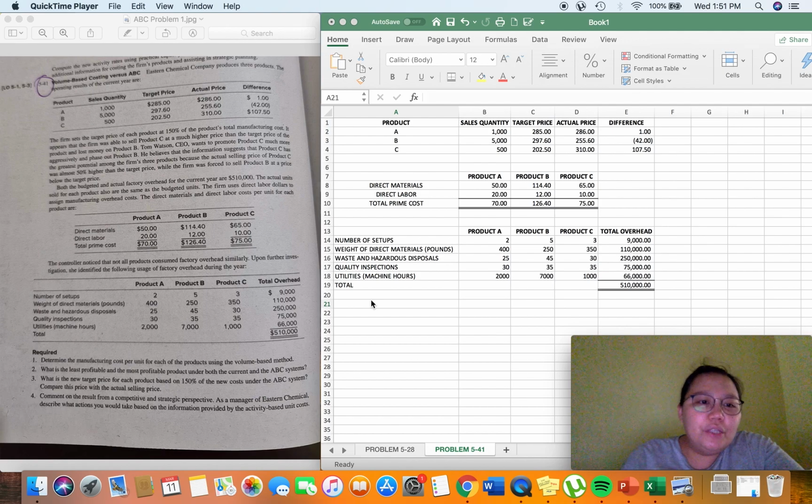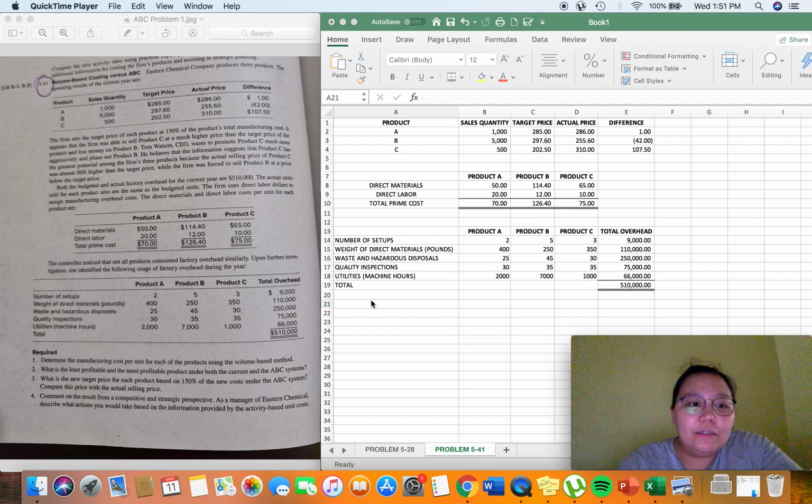The controller noticed that not all products consume factory overhead similarly. Upon further investigation, she identified the following usage of factory overhead during the year. So we have the cost pool, which is the number of setups, weight of direct materials, waste and hazardous disposals, quality inspections, utilities.